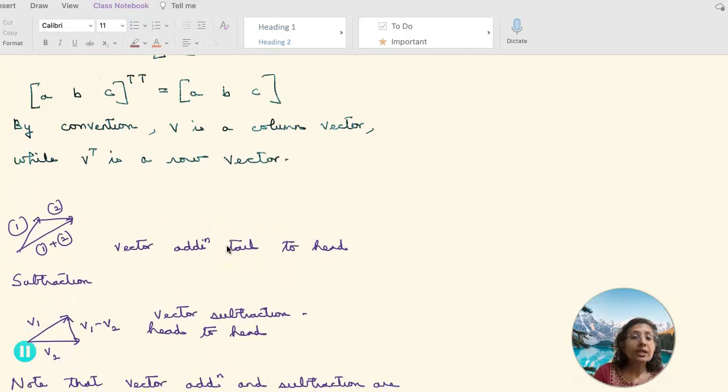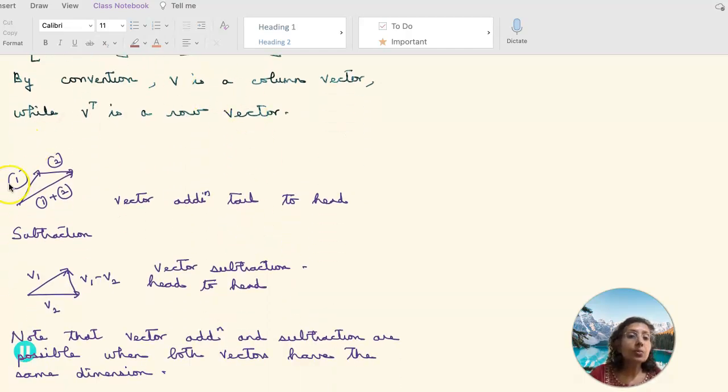Now coming to vector addition, if this is v1 and v2, this is v1 plus v2, this is the triangle law of addition. So remember, addition is from tail to tail to head. And subtraction will be, this is v1 and v2, this is v1 minus v2. So subtraction is from head to head.